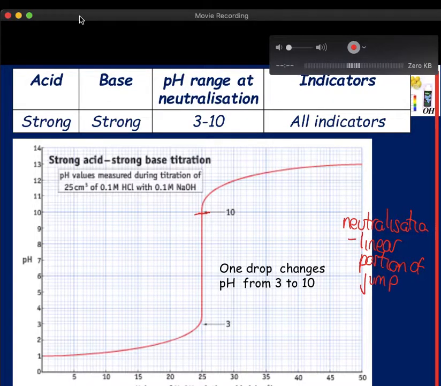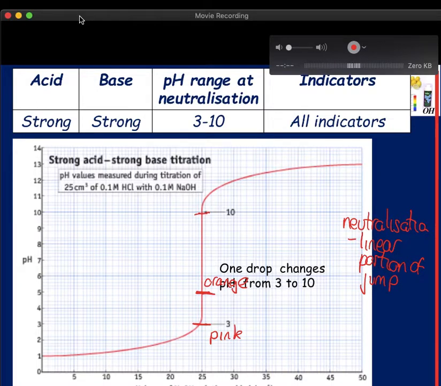Now, if we look at our indicators, all indicators will work for a strong acid, strong base, but we specifically use methyl orange as our strong acid indicator. We use it when we do the HCl against NaOH, and we use it when we do the sodium carbonate and HCl. We do it on the basis of a strong acid. On the previous page, we said methyl orange has a pH range of roughly 3 to 5. In terms of our colors, it is pink down here and it is orange up here.